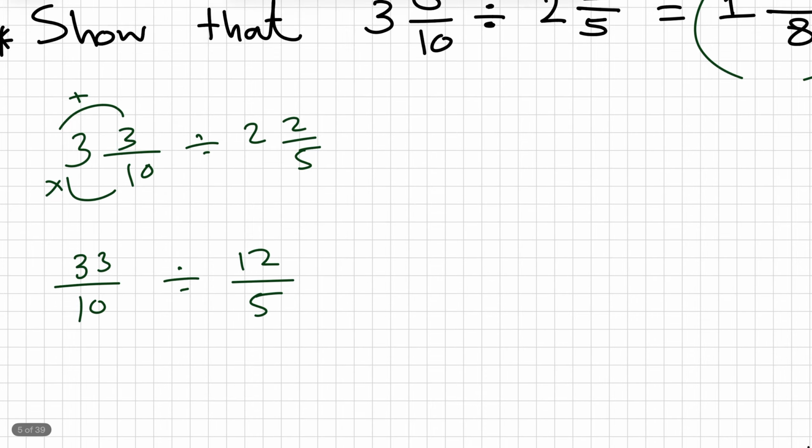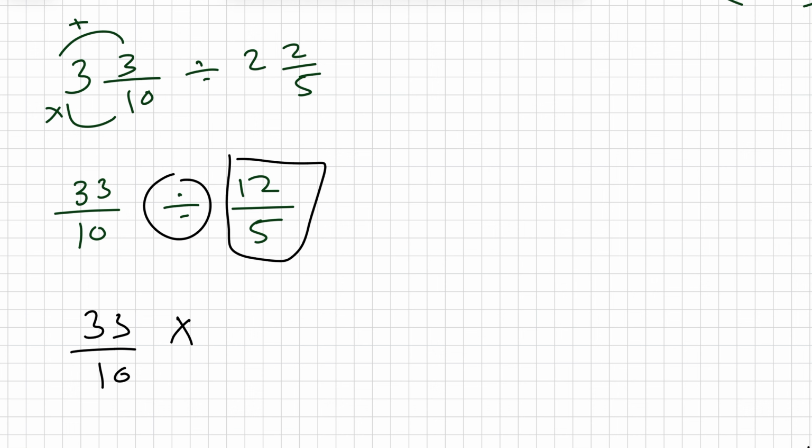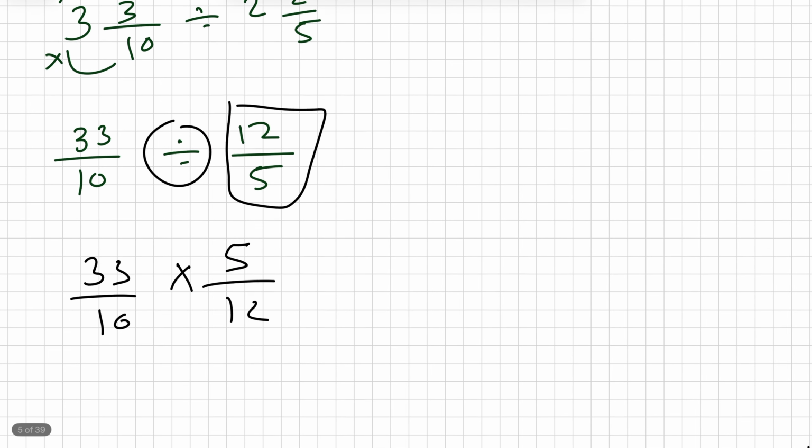But here we have division, so we need to change something. We're going to change the division to multiplication, so 33 over 10, as you can see. And when you change this sign into multiplication, you have to change this fraction and make it a reciprocal fraction, meaning the bottom is going to be on the top and the top is going to be on the bottom. So there you go, 5 over 12.